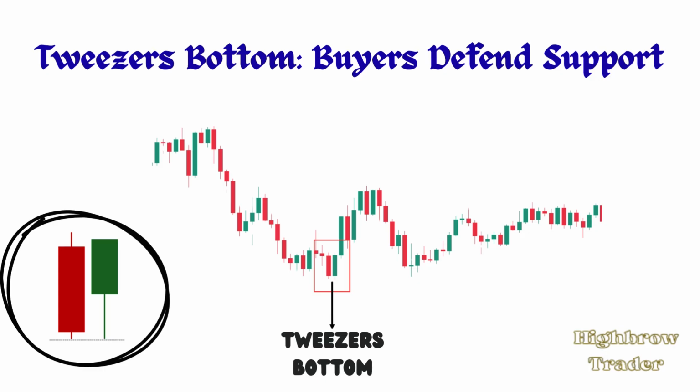A tweezer bottom is a bullish reversal pattern found at the end of a downtrend. It consists of two candles with nearly identical lows, the first being bearish and the second bullish. This pattern suggests that sellers attempted to push the price lower but failed, indicating potential buying interest. Refer to the chart below. Observe how both candles have similar lows, signaling a possible reversal to the upside.